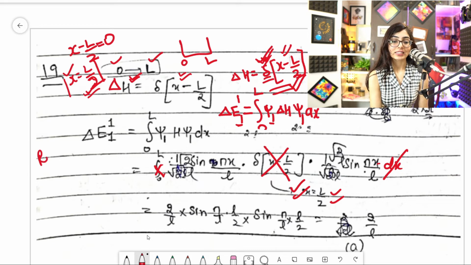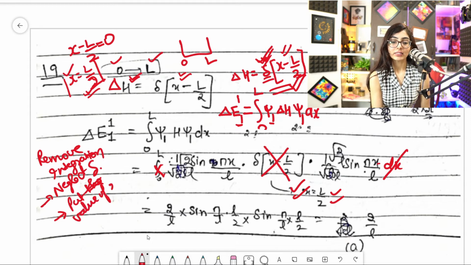Remove integration, guys. The steps are: remove integration, second, neglect the delta part, and third, put the value of x. These are just 3 steps which you have to follow. So now the value of x is L by 2. Just put the value over here. So it would be root 2 by L, and this is also root 2 by L.